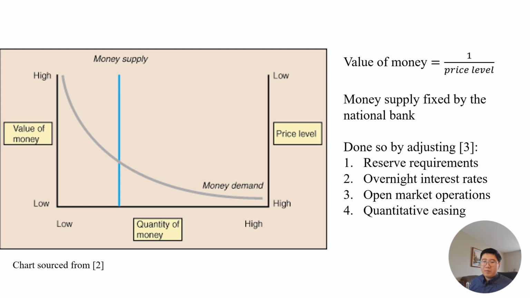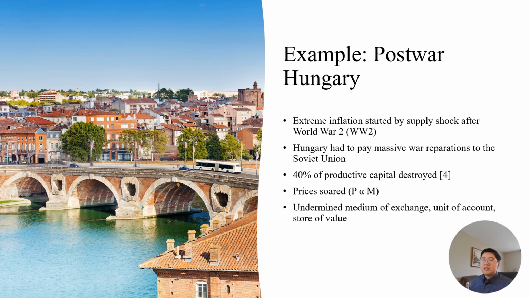And 3 and 4 are open market operations and quantitative easing. It's where the central bank buys and sells government securities and assets, but through quantitative easing, it does this through printing new money. An example would be post-war Hungary, an example of hyperinflation.